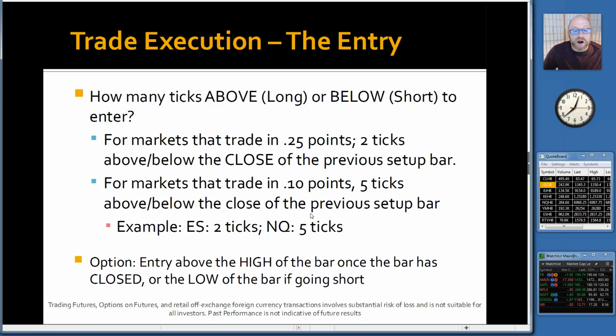And so now markets that trade in 10th points like crude and the Russell and the YM, you would also look for 5 ticks. So the NQ falls into this 5 tick spread from the previous bar, and ES is simply 2 ticks. All right, I will show you what that looks like right now. But you always have the option to enter above the high of the bar and not the close of the bar, and I'll make that distinction.